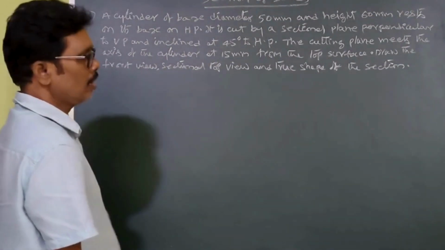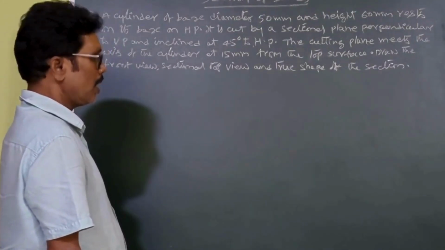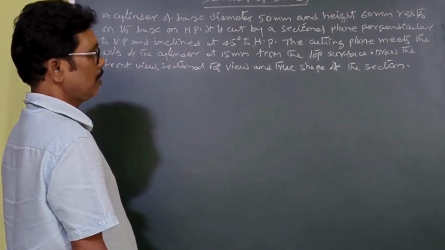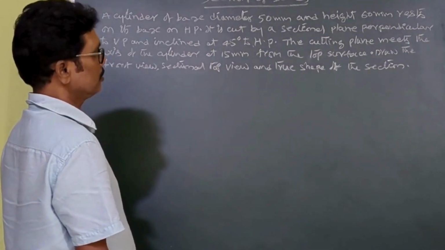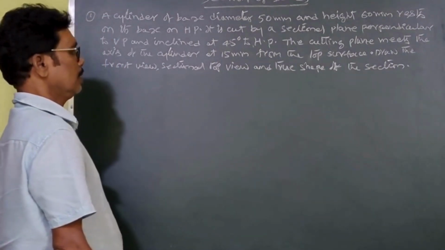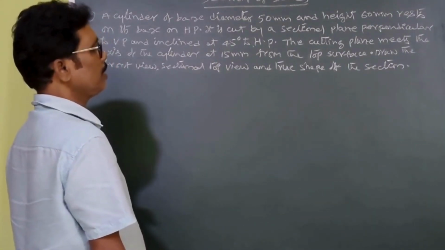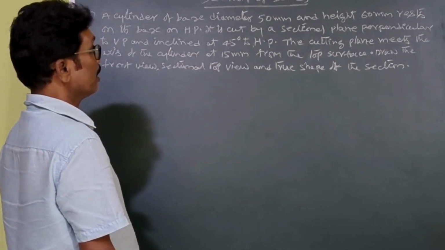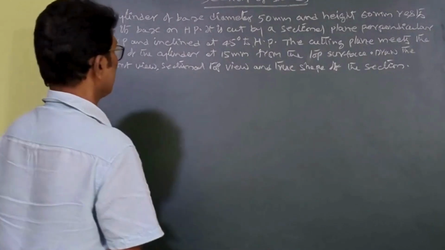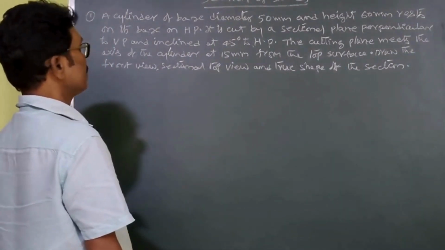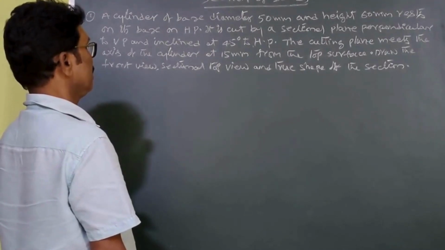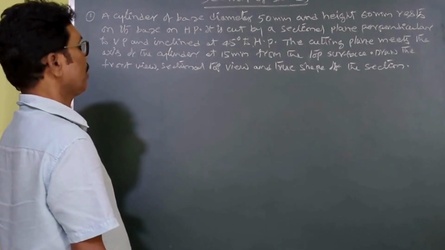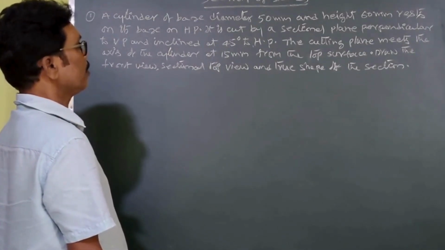Section of the solids means the object may be in VP or HP: perpendicular to VP and parallel to HP, perpendicular to HP or parallel to VP, or perpendicular to VP and inclined to HP, or perpendicular to HP or inclined to VP. These are the cases in different solids. We can develop the shape cut by the plane.